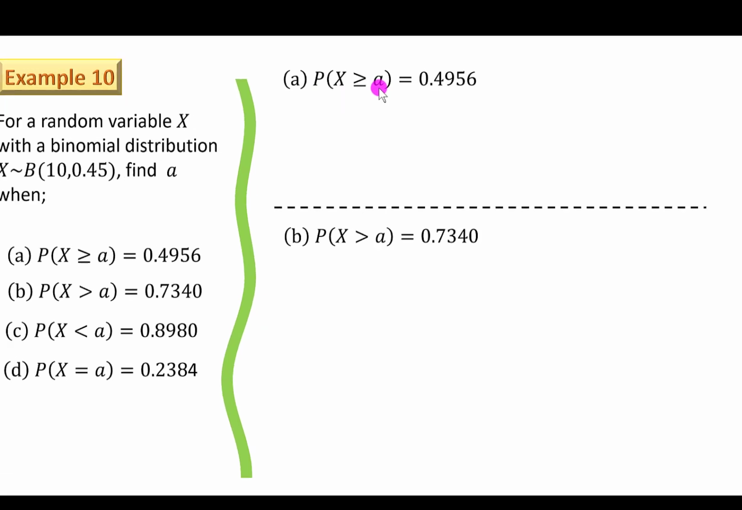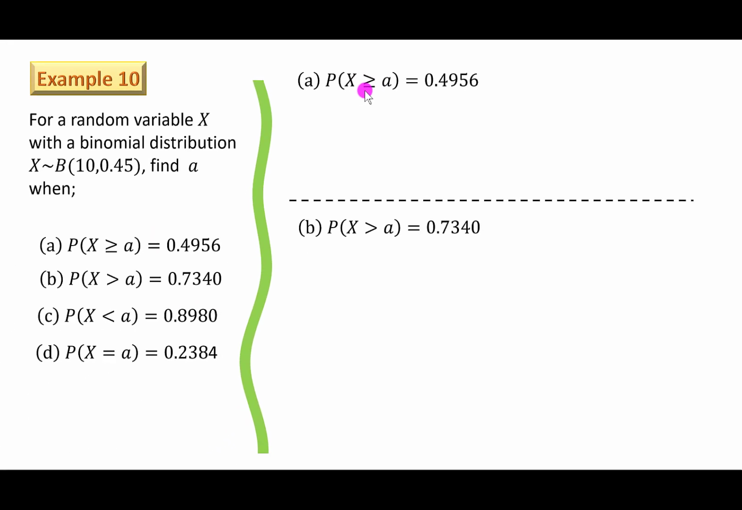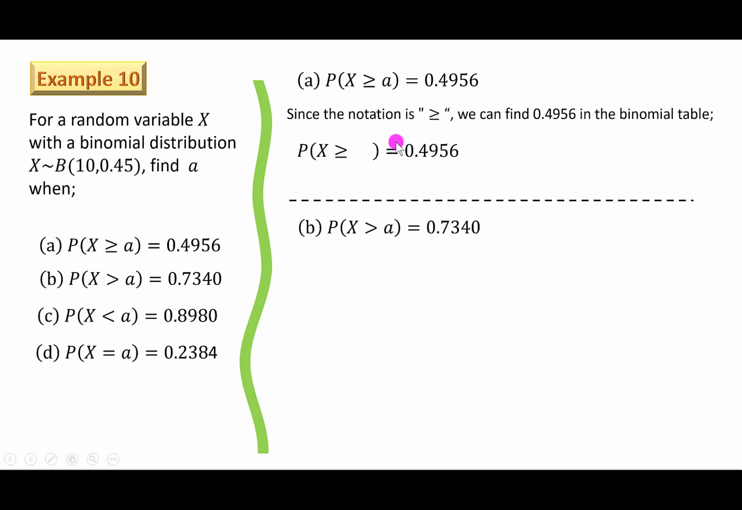By referring to your binomial table, we know that in the binomial table, if we want to use it, the notation must be greater than or equal to. Since the notation is already greater than or equal to, we can straight away use the binomial table. Now find this probability in your binomial table, under the column p = 0.45 and n = 10, and you will get the value of r, or X, or in this case the value of a, which is 5. That means a is 5.